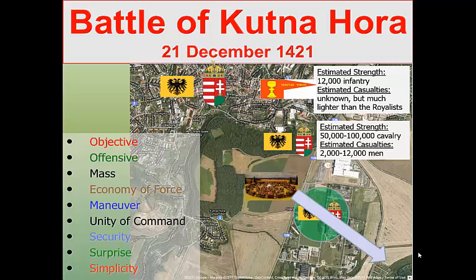So how does this compare to our principles of war? First, objective. Yes, the objective was to get out of there. Offensive, yeah, he charged. Mass, yes, everything went with him. Economy of force, there was nothing else there. Maneuver, yes, as a charge. Unity of command, yes, Jan Žižka was the ultimate commander. Security, yes, they kept it as a secret. Surprise was total, and it was a very simple plan, but it worked.